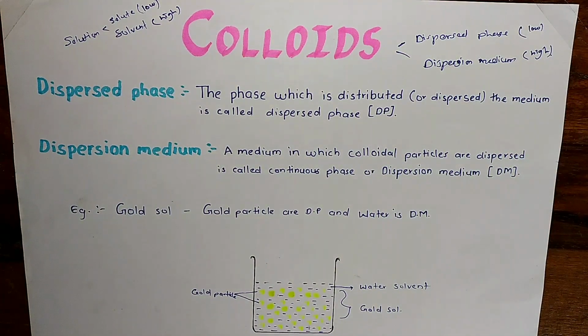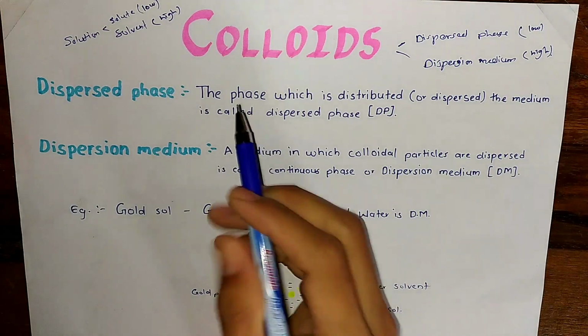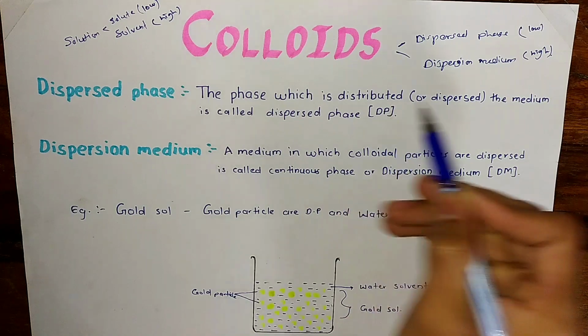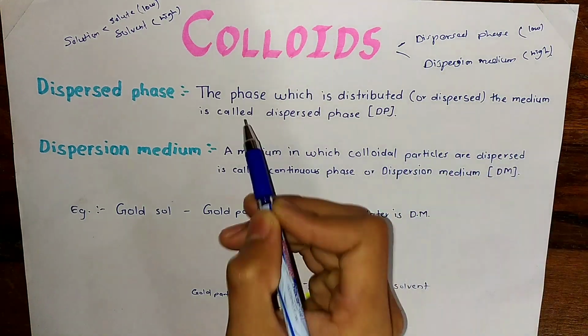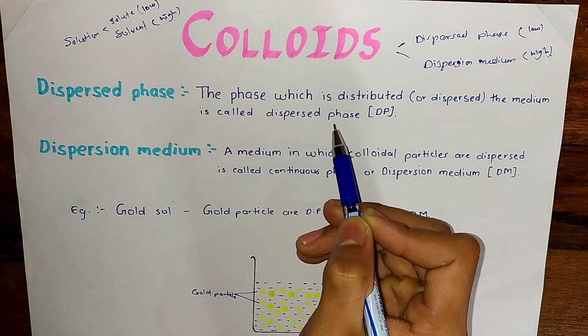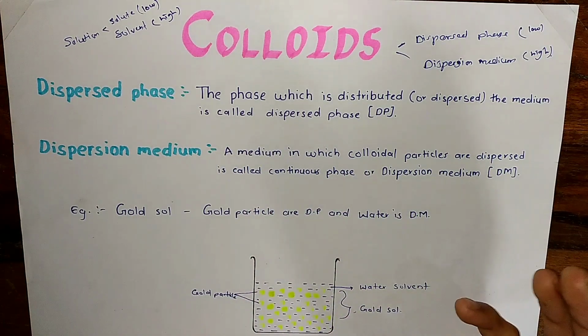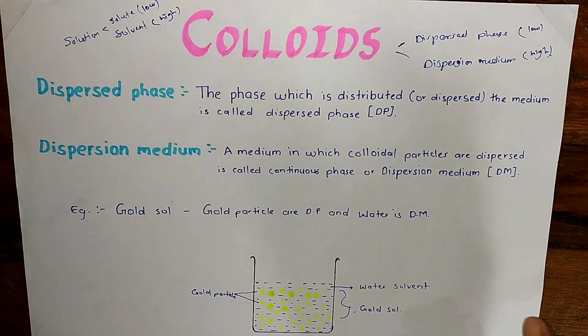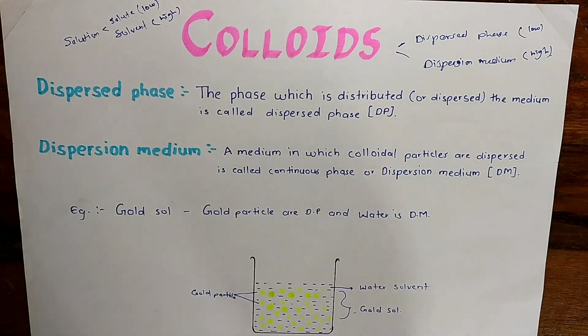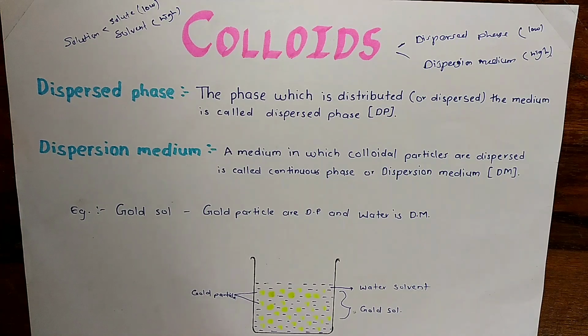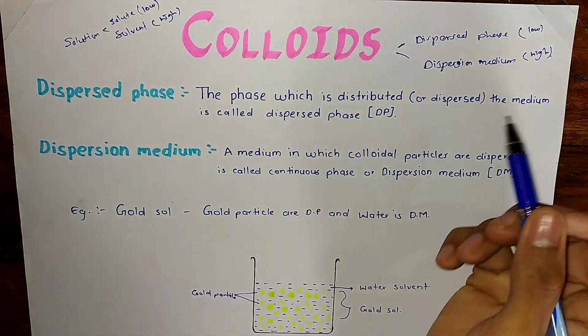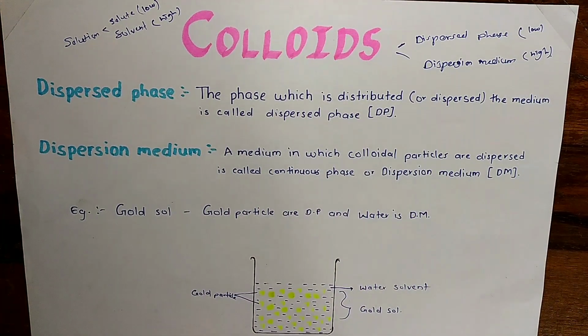Okay, we will see what the dispersed phase is. The phase which is distributed or dispersed in the medium is called the dispersed phase. The phase means the phase which is distributed in the other medium.